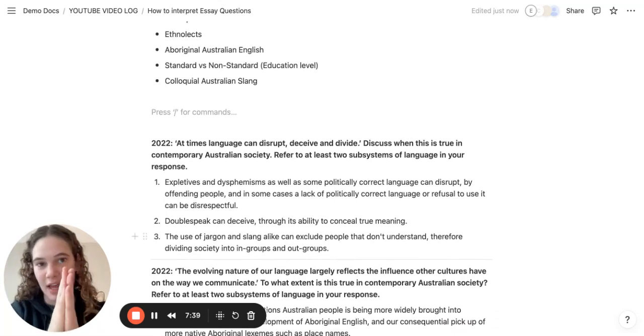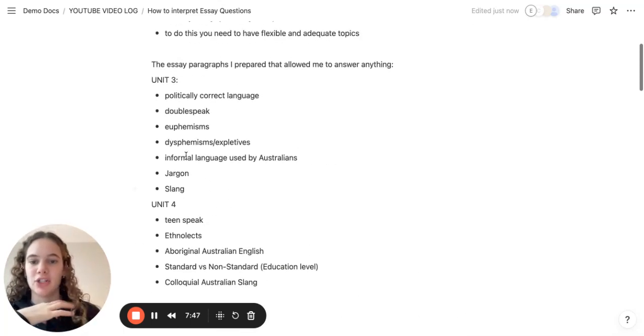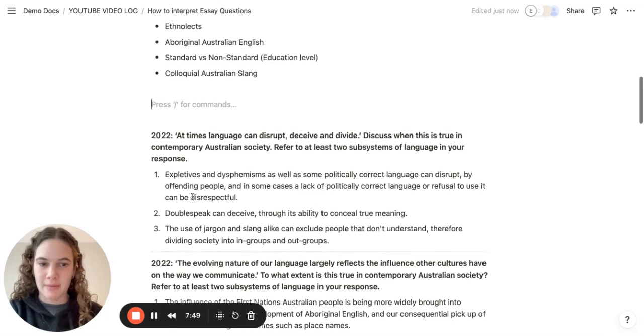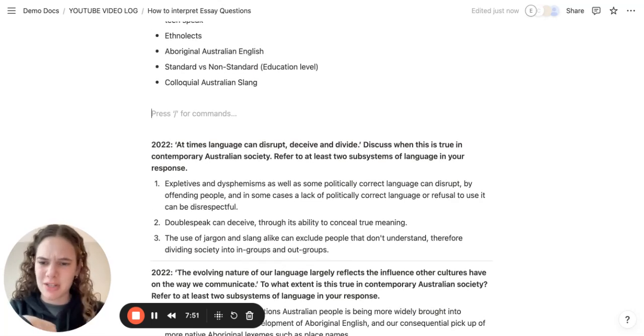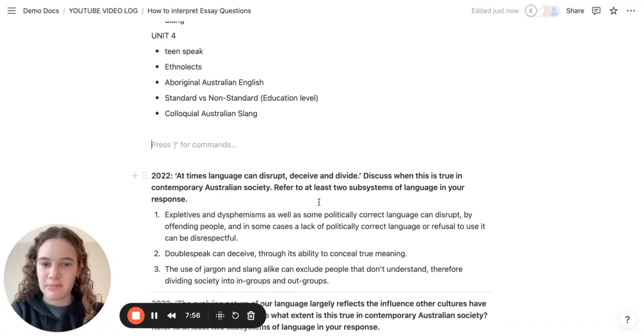So I looked at divide and said, okay, well, divide, exclude, right? Bring people apart and put them in separate groups. So jargon and slang would be able to do that. And so I would have combined my jargon and slang paragraphs. I think Unit 3, I was actually almost more comfortable using Unit 3 paragraphs. So that's why I've picked this one. But I just really like how this was set out. So that made it easy for me.